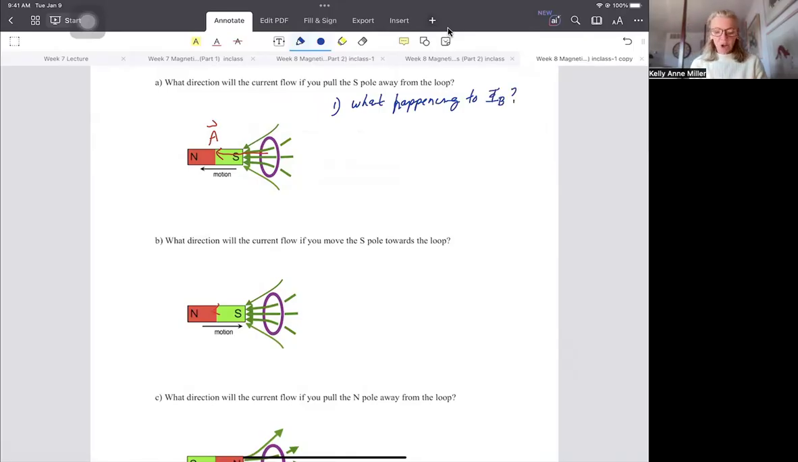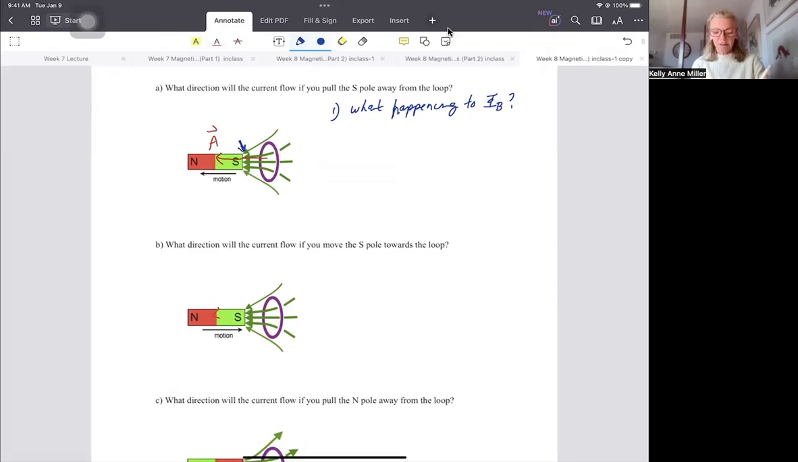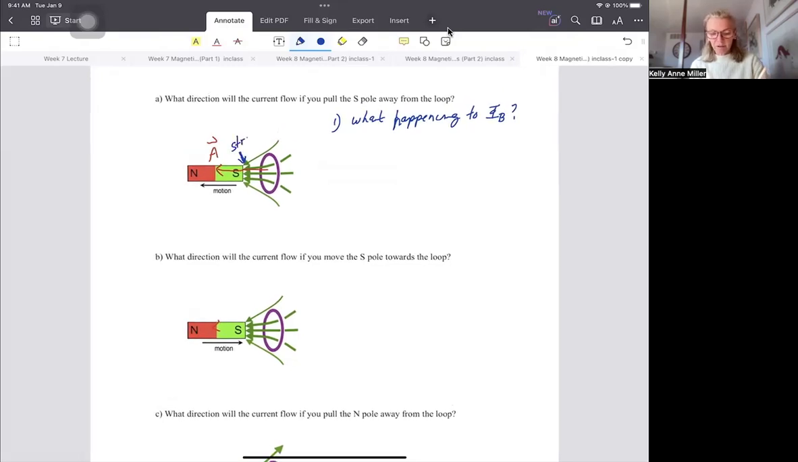Okay. So the magnet is moving to the left, okay? And remember the strongest part of the magnetic field is right close to the pole. This is strong and this is weak here. So the flux is decreasing, and it's decreasing to the left.